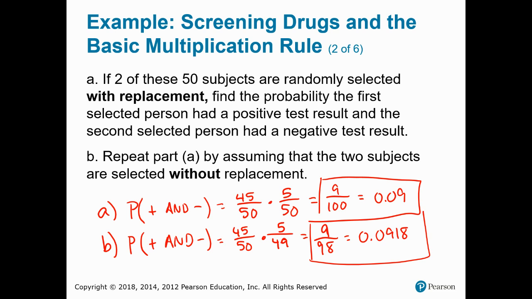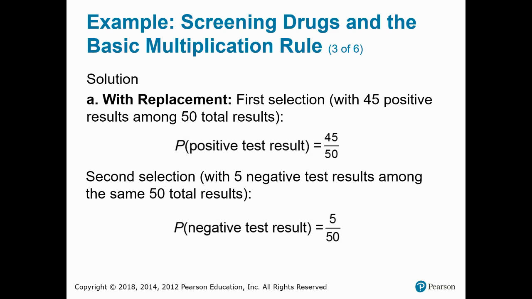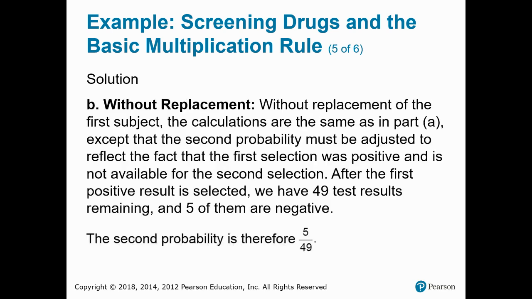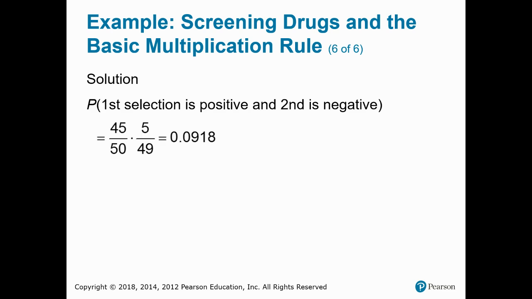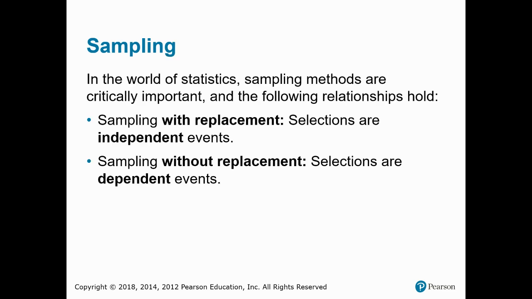So very, very close in probability here, but not the same. With replacement, your bottom number stays the same all the time. Without replacement, your bottom number is going to go down by however many you remove. Here is their work. Without replacement, the second probability is 5 out of 49, and then you get 3 sig figs on that.